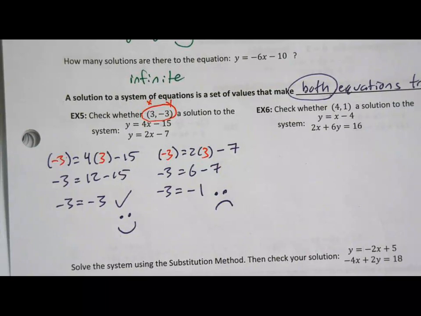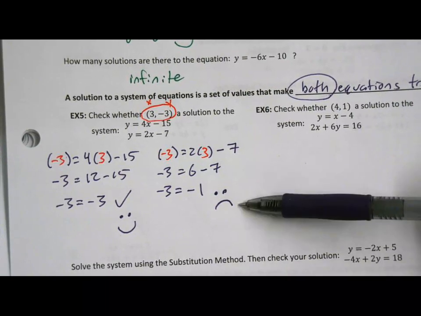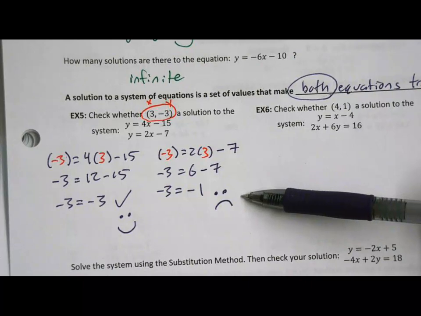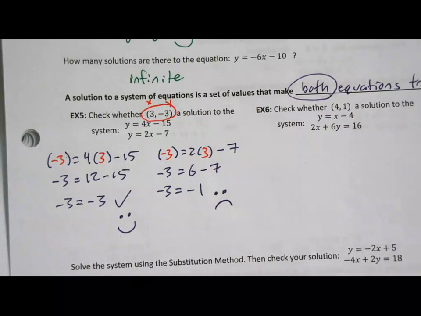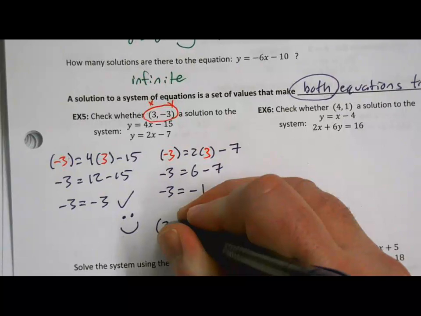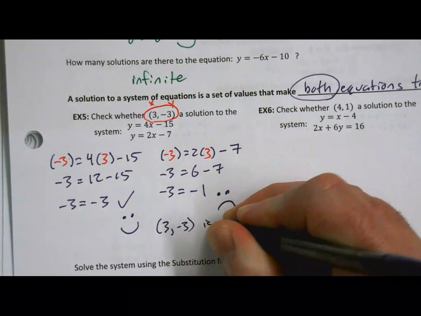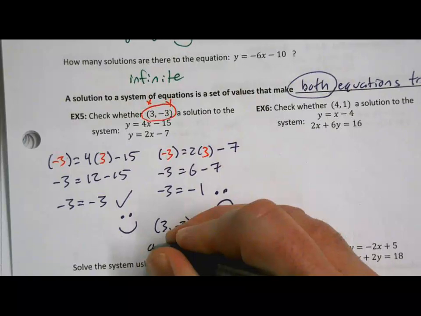So if it's test day, and I just spent 30 seconds checking, I now still have 9.5 minutes to go back and find my mistake and fix it. Okay, but what I know for sure is that 3 comma negative 3 is not a solution.